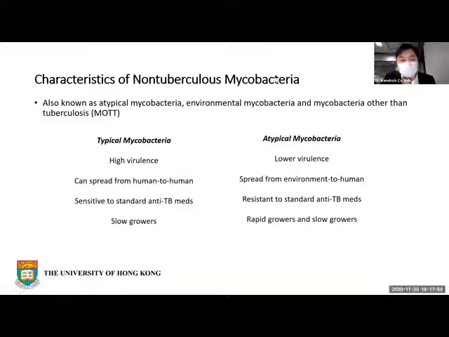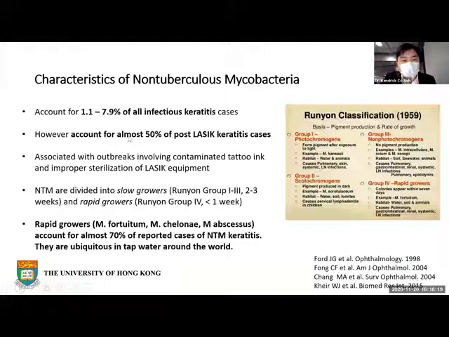So we can look at typical mycobacteria, which is basically your mycobacteria for leprosy and tuberculosis. That's high virulence, usually spread from humans to humans, sensitive to standard anti-TB meds, and tends to be slow growers. Whereas atypical mycobacteria, the ones that we're dealing with, they have lower virulence, spread from environment to humans, resistant to standard anti-TB meds, and you have your fast growers and slow growers.